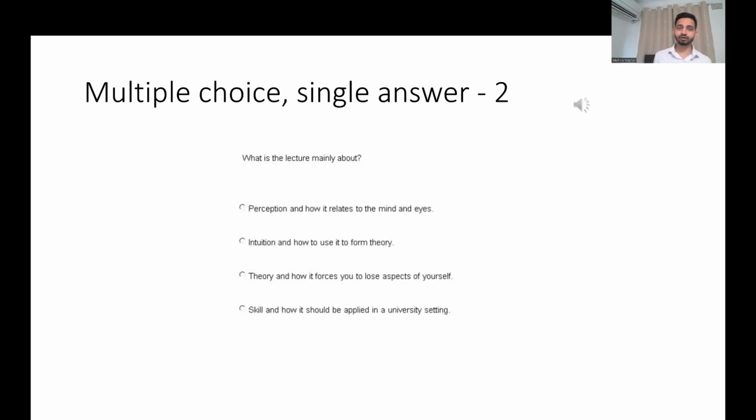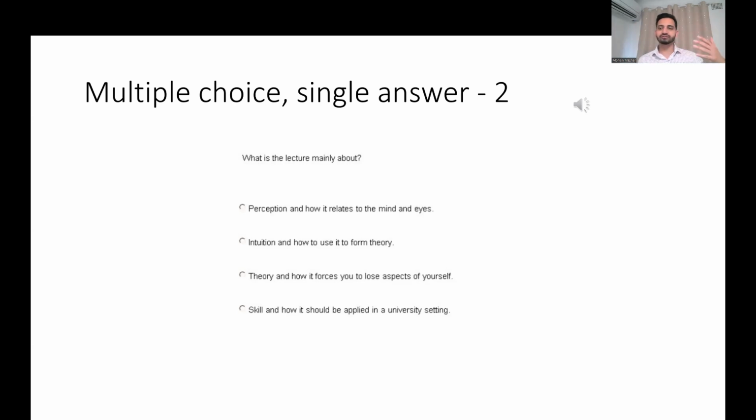Right. Okay. So I hope you had a chance to understand what the speaker was talking about and what the lecture was about, and mainly started with the first sentence, which kind of gave away what the topic of the lecture was. Let's look at the options now. The first option says perception and how it relates to the mind and eyes.